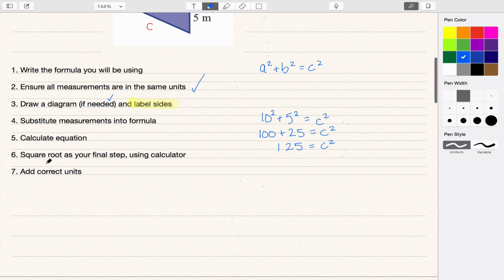Step 6, square root as your final step. So when we get here, lots of people stop and say, yep, C equals 125. But it's C squared if you look carefully. So we need to do the opposite to get rid of this little squared, so we've just got C by itself. Opposite of squared is square root. So we can say C equals the square root of 125.